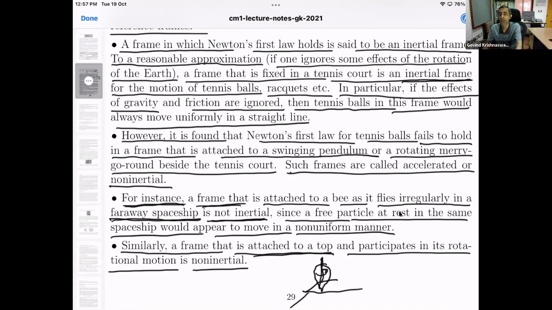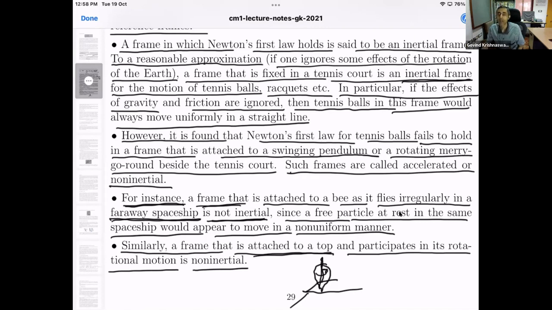You have to bring a free particle, keep it in that frame, or situate it relative to that frame, and check, does it move in a straight line or not? So this is an experimental question. Suppose we have checked that the Earth is an inertial frame. So we are now in agreement on that, having checked some experiments.